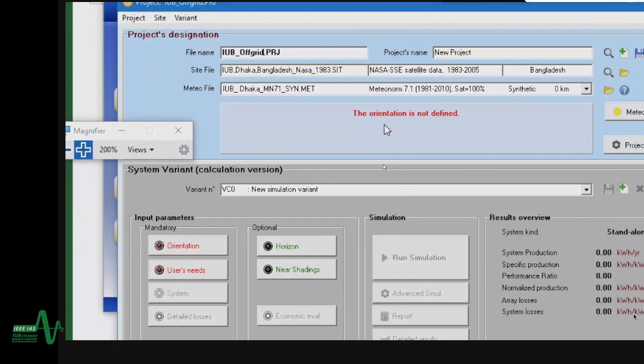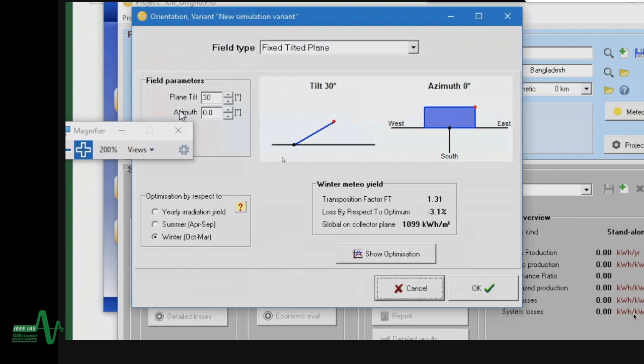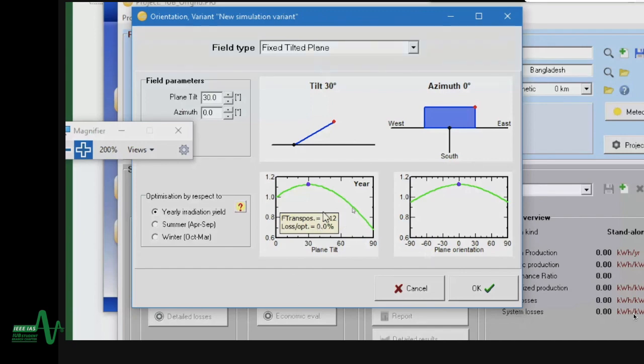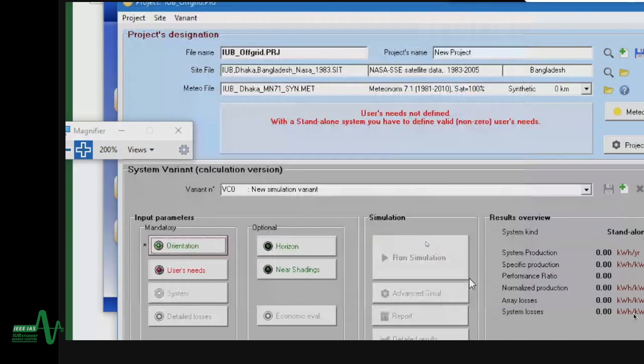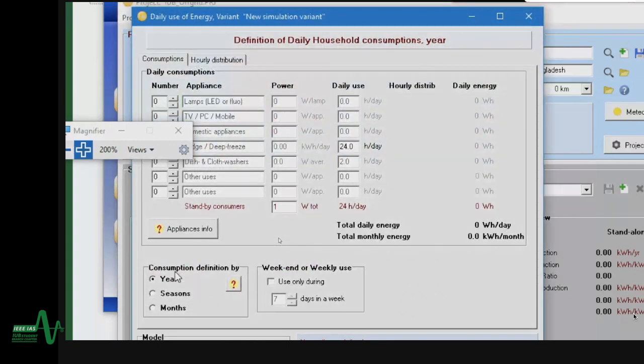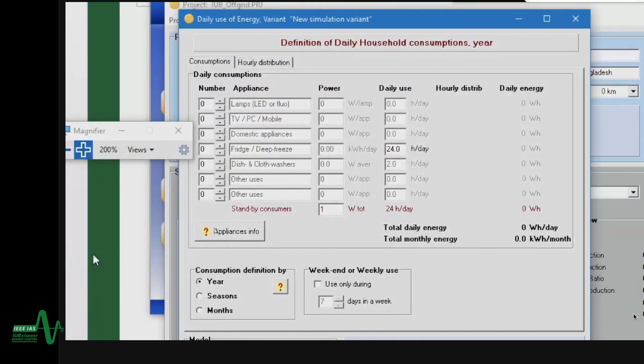Right now it's giving the instruction: orientation is not defined. As we already learned, 30 and 0 will be fine. Yearly irradiance shield is required. Fixed tilt. Okay, fine, everything is done. Already learned about it. Now let's come to the point, the user's needs section.